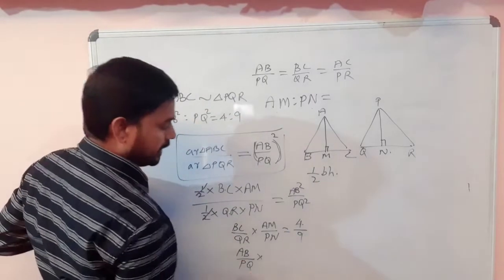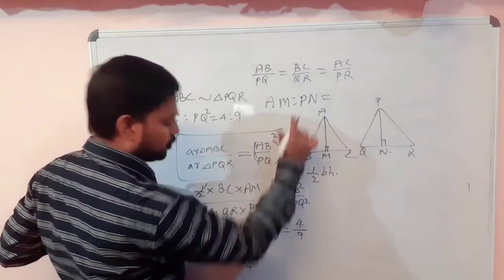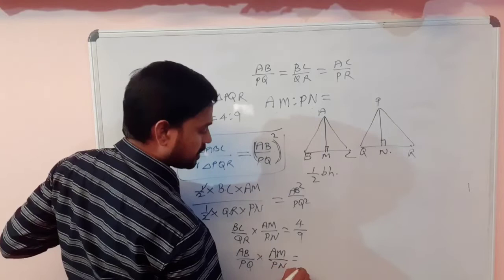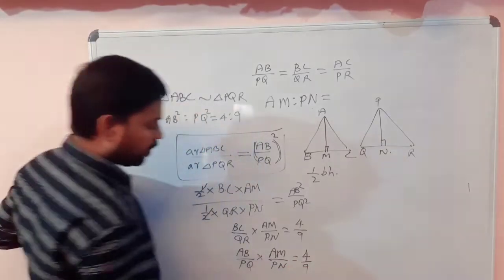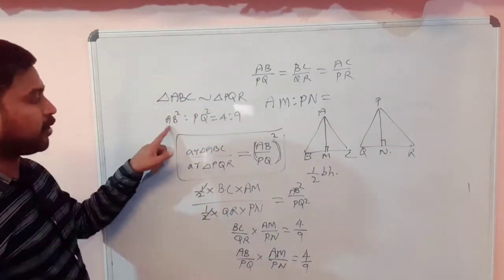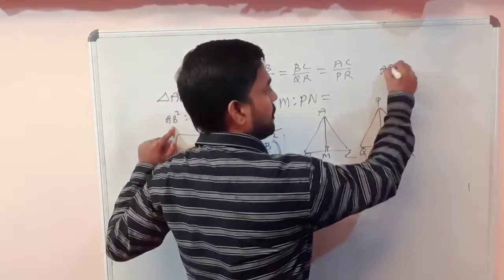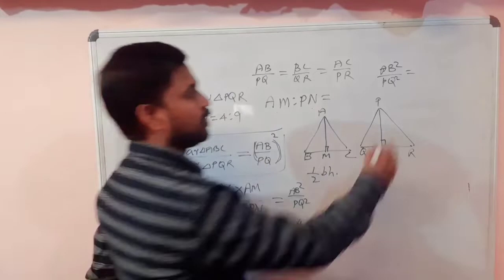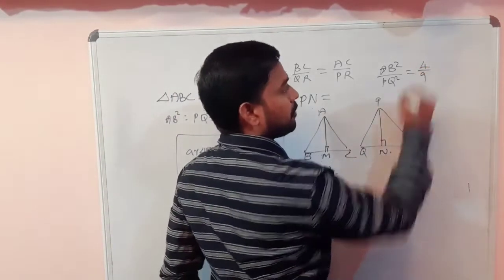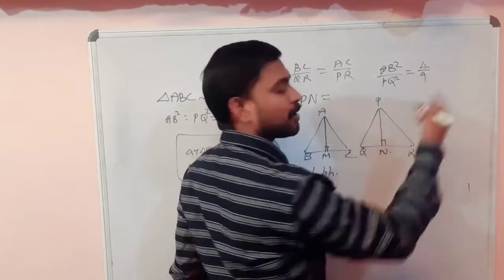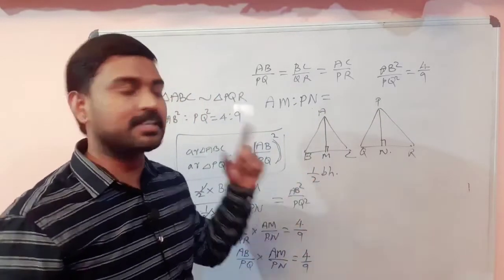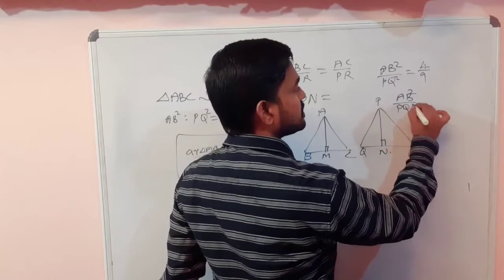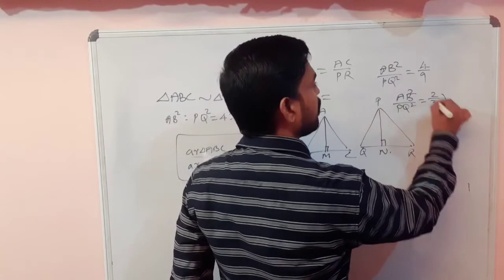Into AM by PN is the ratio we need to find. So just keep it as it is, AM by PN, which is equal to 4/9. Now what is AB by PQ? We got AB square by PQ square is equal to 4/9. What is 4/9? We know that 4 is the square of 2, 9 is the square of 3. So this AB square by PQ square is equal to (2/3) whole square.